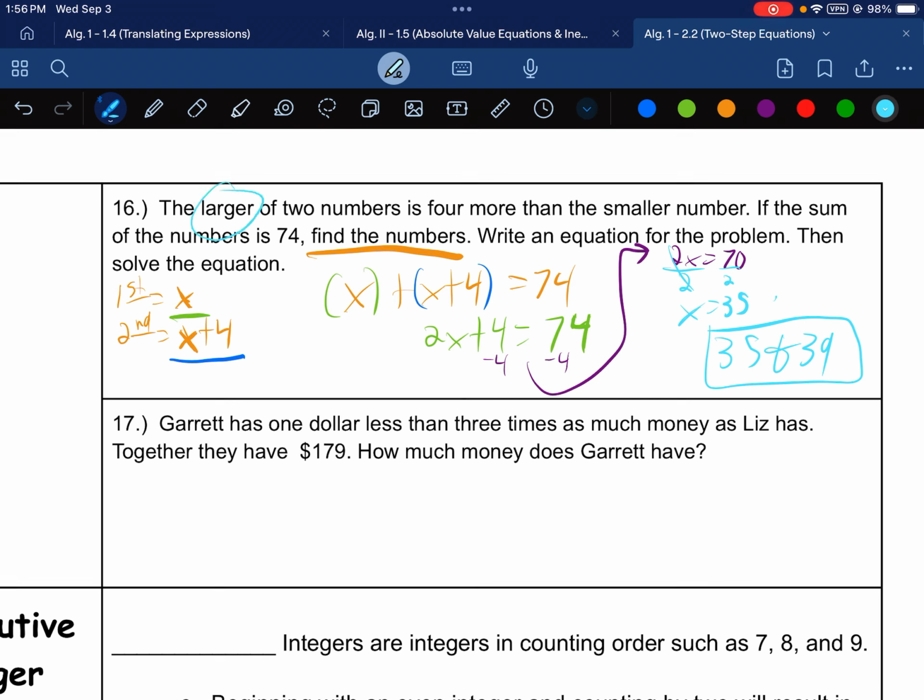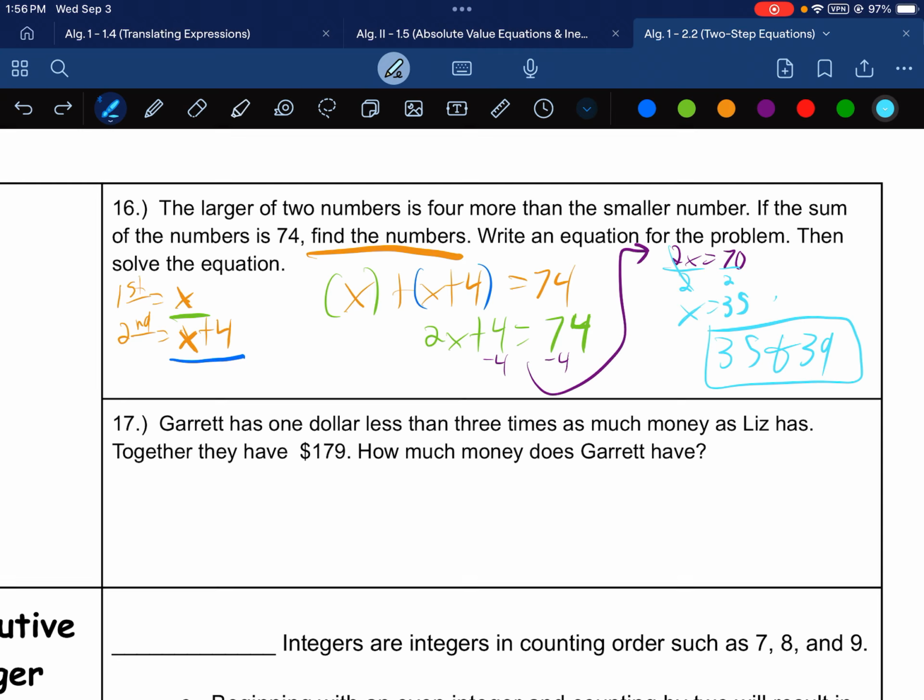Once again, though, when you're comparing two different things, like the larger is something compared to the smaller, in this case 4 more than, the one that we're comparing it to, in this case the smaller, is our variable x, and the other one is a modified version, or x plus 4 in this case.